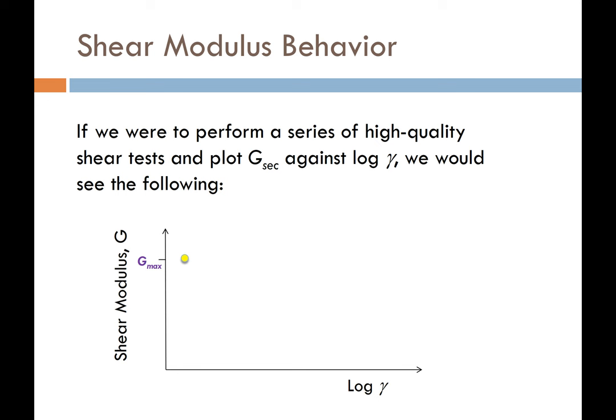But if we were to continue to apply more cyclic strain to the soil, what we'd see is that with higher strain, the secant modulus of the soil goes down and down and down until eventually we get really low values of secant modulus at high strains, which means we've really fundamentally damaged the soil, and it's become just a fraction of the stiffness that it was before.